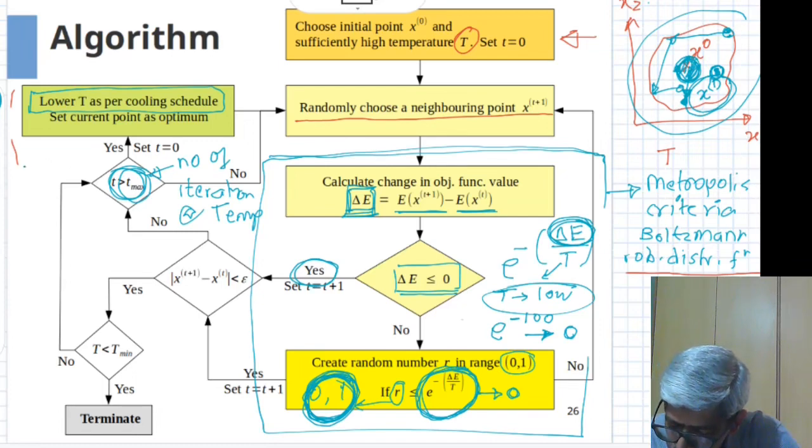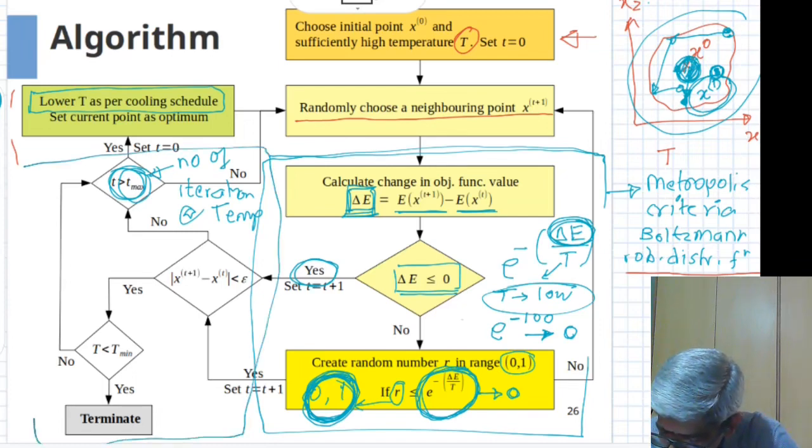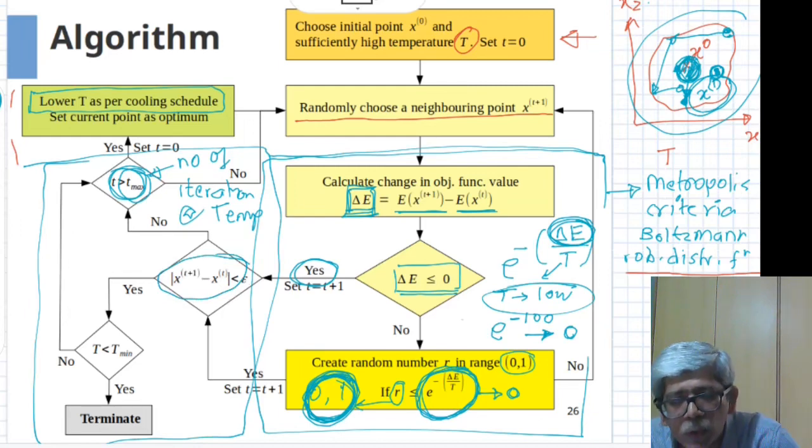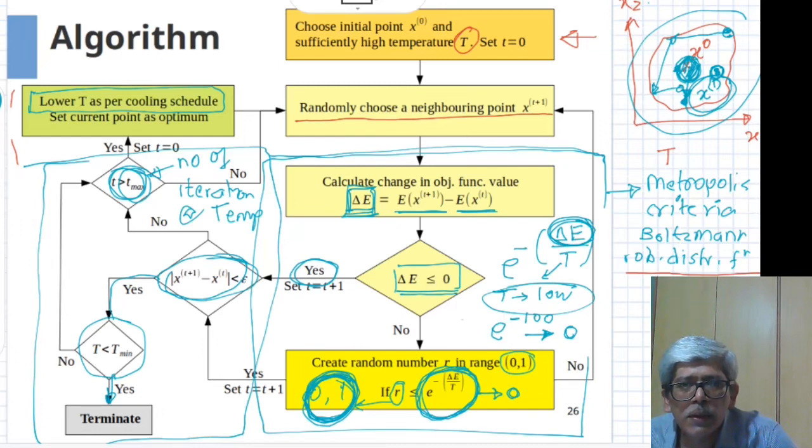The other points which I did not discuss in this algorithm are simply the termination criteria, that is, when to terminate is decided by the values of the new point and old point. If the new point and old point are very close to each other and the temperature is very small, in that case you terminate. So that is how the termination of this algorithm is decided. This gives you an idea about how the simulated annealing algorithm works.